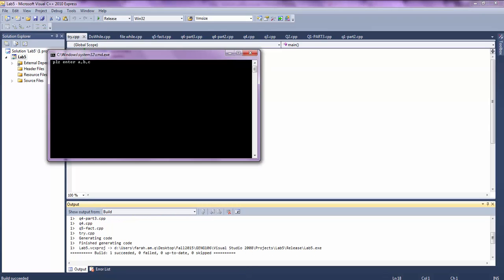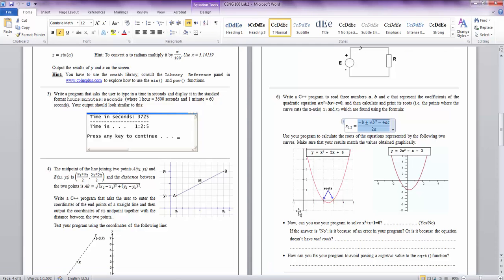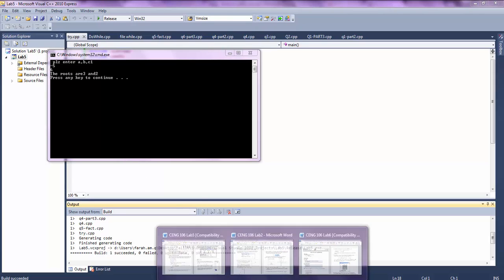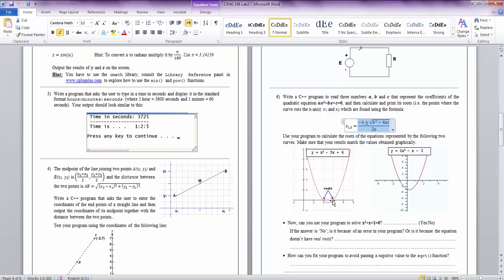Okay, so let's try to use one example of those here. For example, in this one, the coefficients are a equals 1, b equals -5, and c equals 6. So let's enter 1, -5, and 6. See what I get? 3 and 2. Let's check here. Yes, it is 3 and 2.